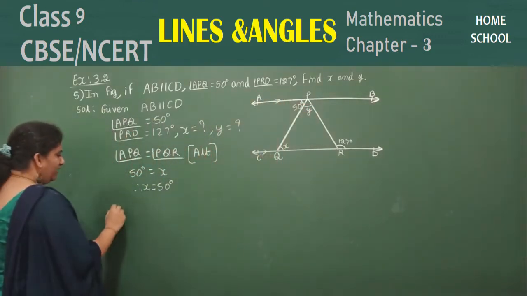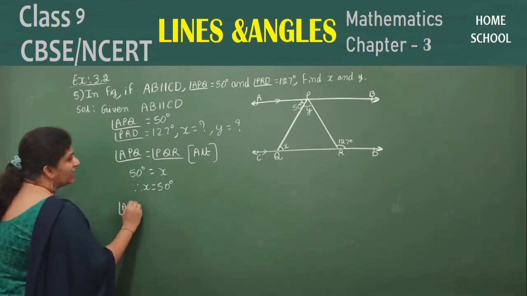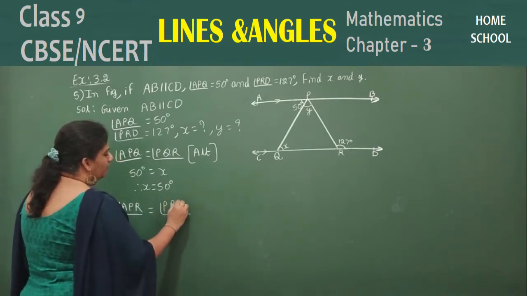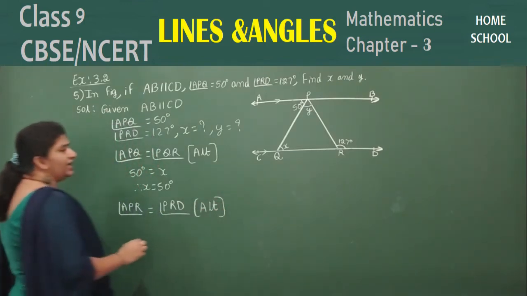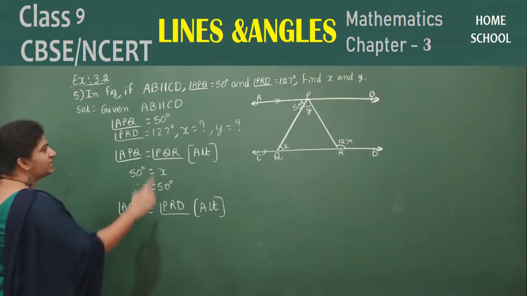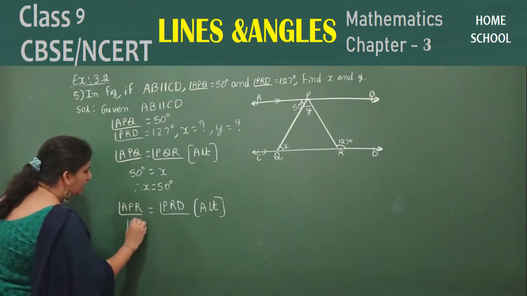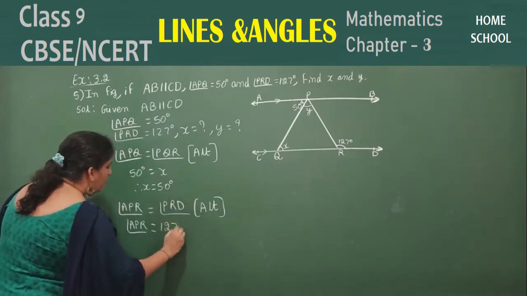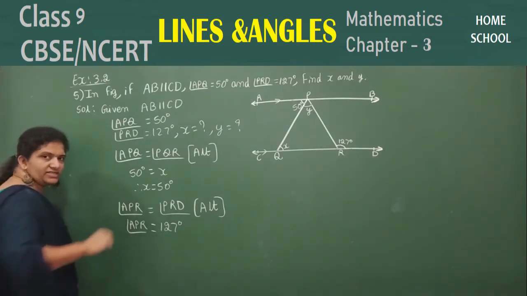So now again, what you are going to write? Angle APR is equal to angle PRD. Again, what is the reason? Same reason, alternate interior angles in between two parallel lines are equal. So what is angle APR? Angle APR we don't know. Angle APR is equal to angle PRD is 127 degree. So this angle is equal to 127 degree.